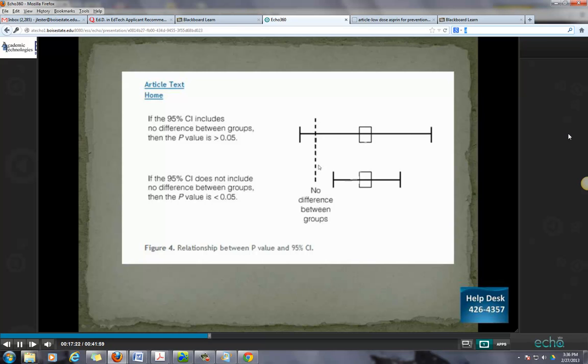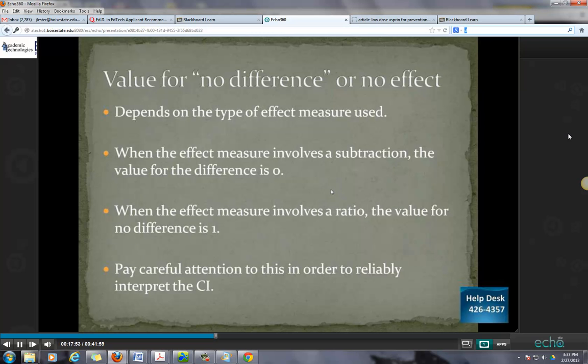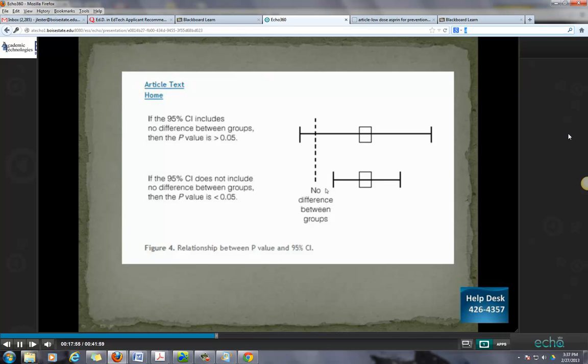Therefore, if the confidence interval of a simple subtraction problem includes a 0, if the range includes 0, I would know that the p-value is greater than 0.05. It's not statistically significant. If the confidence interval range does not cross the line of no effect or no difference, the p-value must be statistically significant. And if it would have ended right here, then I would know that the p-value was exactly 0.05.